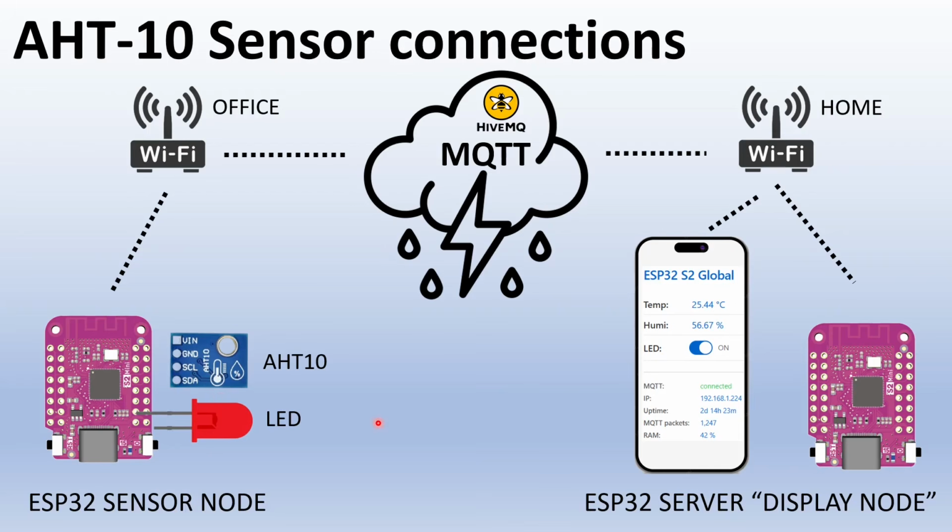For the demonstration, I use ESP32 S2s, but this can work with any ESP32 device, and you can always add more switches and sensors to the system. You can also add more display nodes, sensor nodes and more locations. Now let's get started and set up this system.